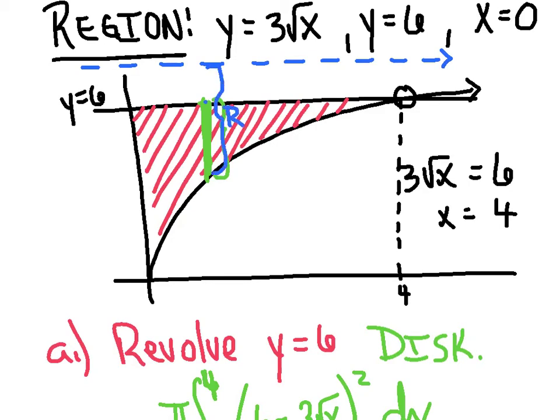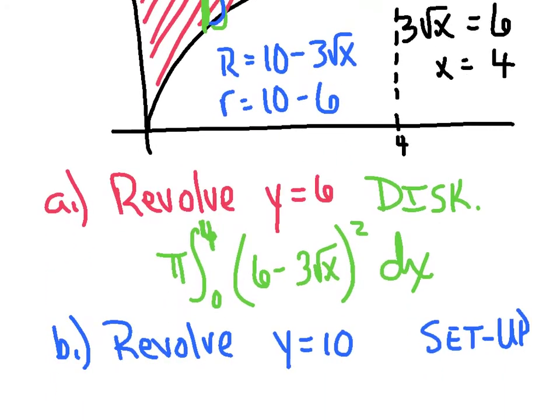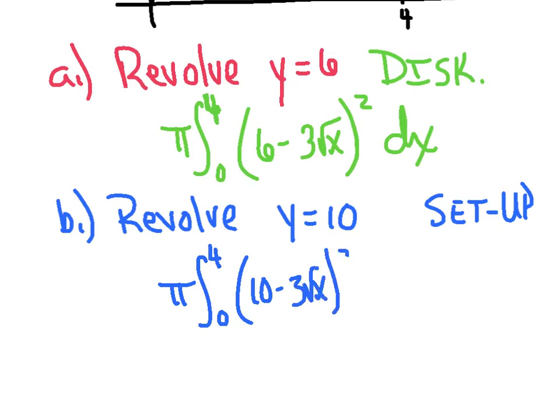My outer radius is there. My inner radius is right there. Outer is going to be 10 minus 3 radical x. Inner is going to be 10 minus 6, which turns into a 4. So let's see if we can square both of those individually and set this up. All right, pi, integral from 0 to 4 again. Outer radius, 10 minus 3 radical x quantity squared minus 10 minus 6 quantity squared with respect to x, and boom, that's all we were looking for there.